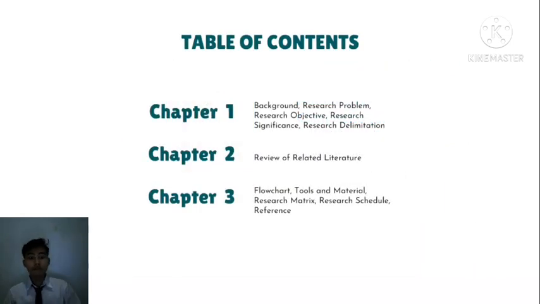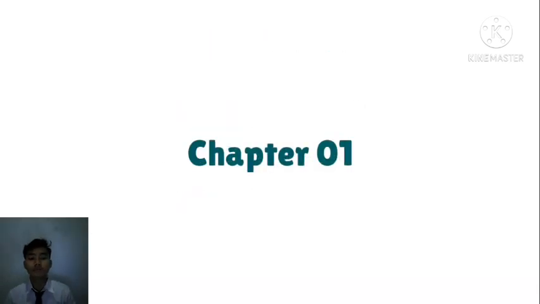Table of Content. Chapter 1: Background, Research Problem, Research Objective, Research Significance, Research Delimitation. Chapter 2: Review of Related Literature. Chapter 3: Flowchart, Tool and Material, Research Matrix, Research Schedule, Reference.